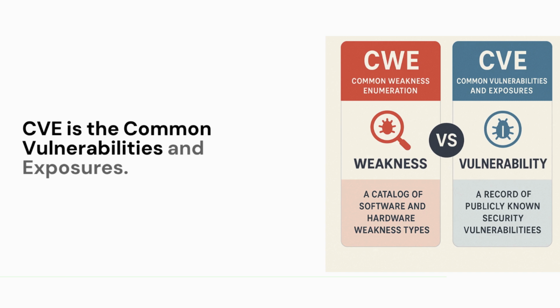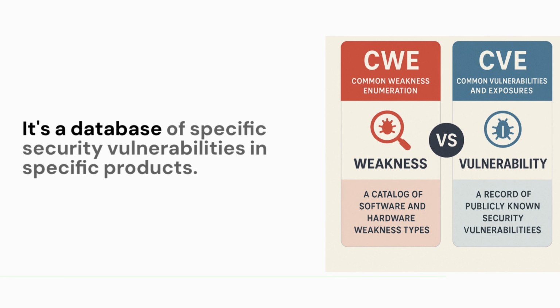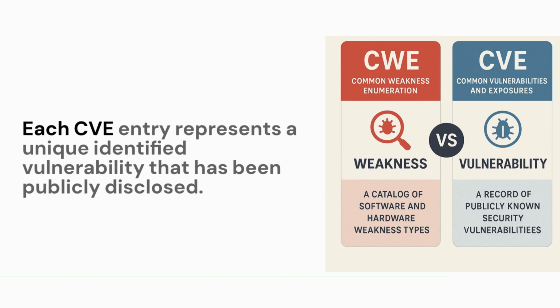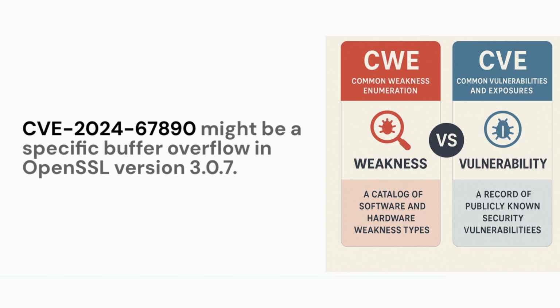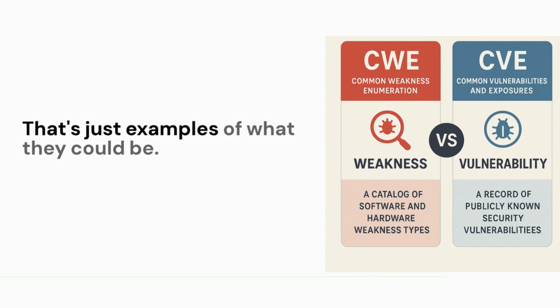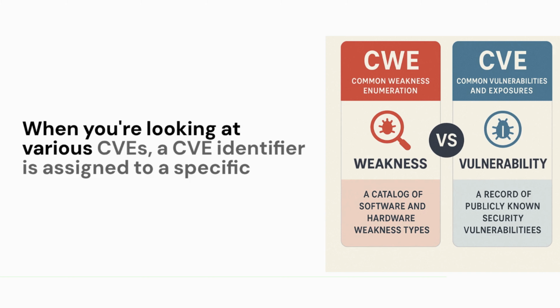CVE is the Common Vulnerabilities and Exposures. It's a database of specific security vulnerabilities in specific products. Each CVE entry represents a unique identified vulnerability that has been publicly disclosed. For example, CVE-2023-12345 might be a specific SQL injection vulnerability in WordPress version 6.2. CVE-2024-67890 might be a specific buffer overflow in OpenSSL version 3.0.7. Those are just examples of what they could be when you're looking at various CVEs.